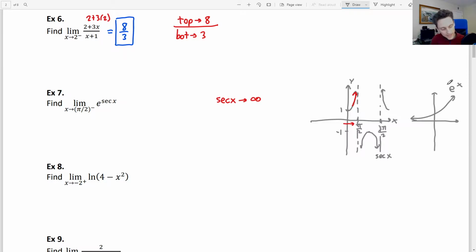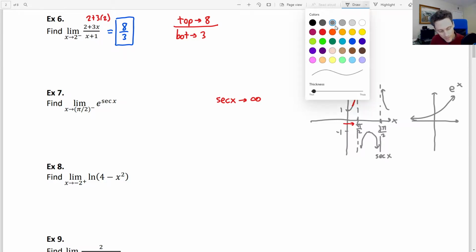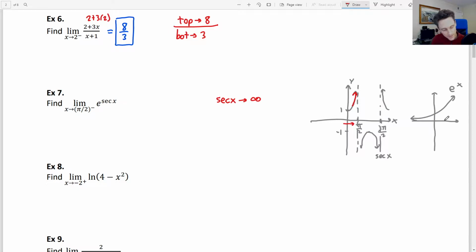So when we're looking at the e to the x graph, we think, what happens when our inputs to this exponential function go to infinity? What are the outputs doing? The outputs are going up to infinity. As the x values, the inputs to the exponential, go to infinity, the y values, the outputs, are going up to positive infinity.